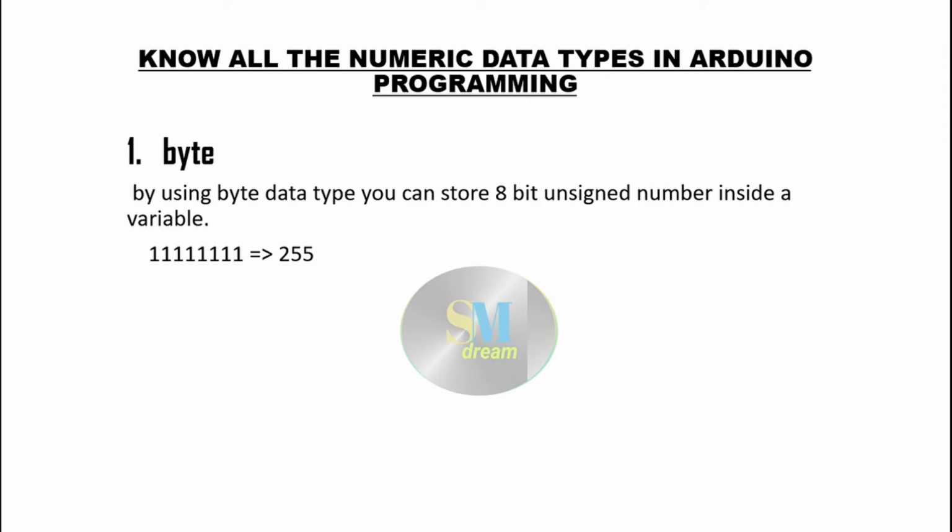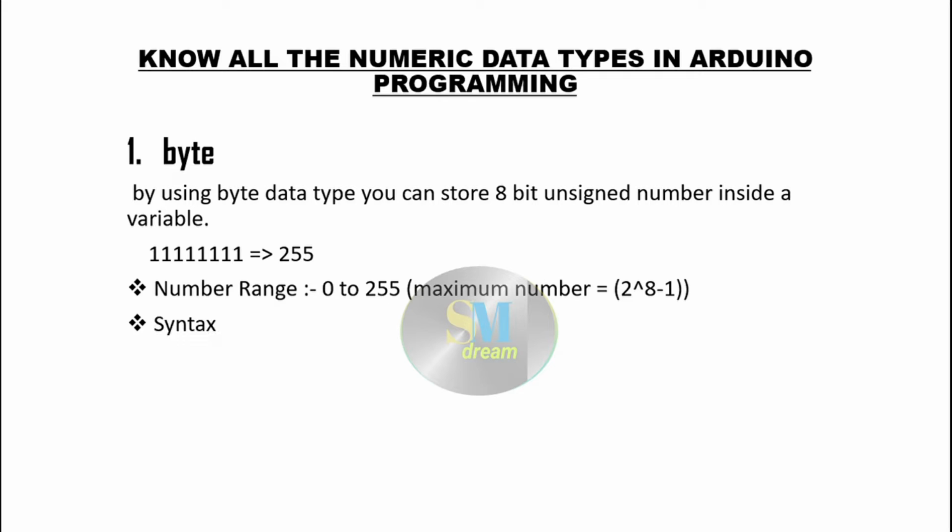So what is the number range? The number range for byte is 0 to 255. Among these numbers you can choose any number by using this data type. You can find the maximum number by using the formula 2 to the power 8, where 8 is the number of bits, minus 1. So 2 to the power 8 is equal to 256, minus 1, it will be 255. So you can use any number from 0 to 255 with this data type.